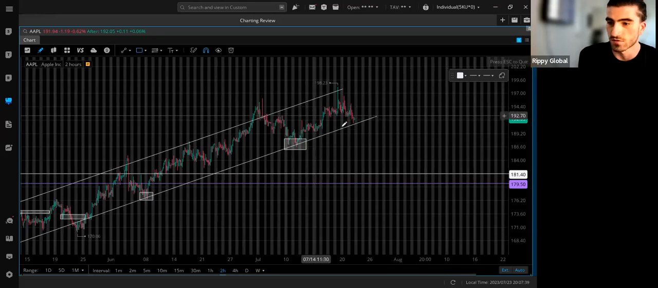So us understanding on the 2-hour, logically in this area, it may not be a dead on bounce at the trend, but around here, we may find a support zone on Apple.